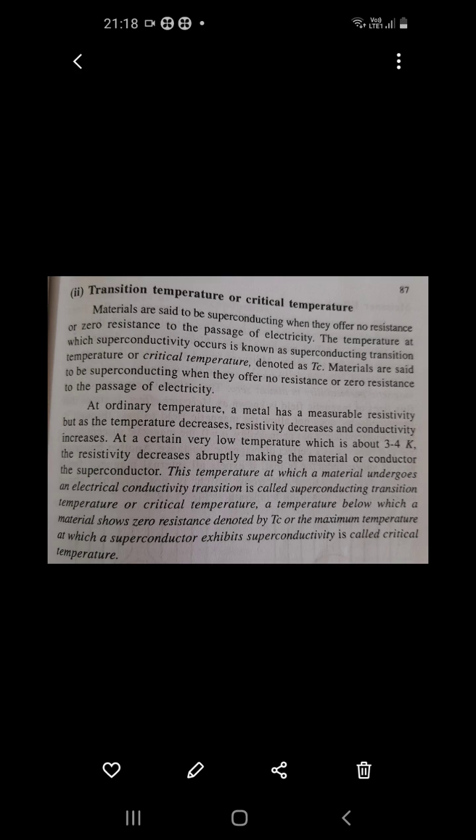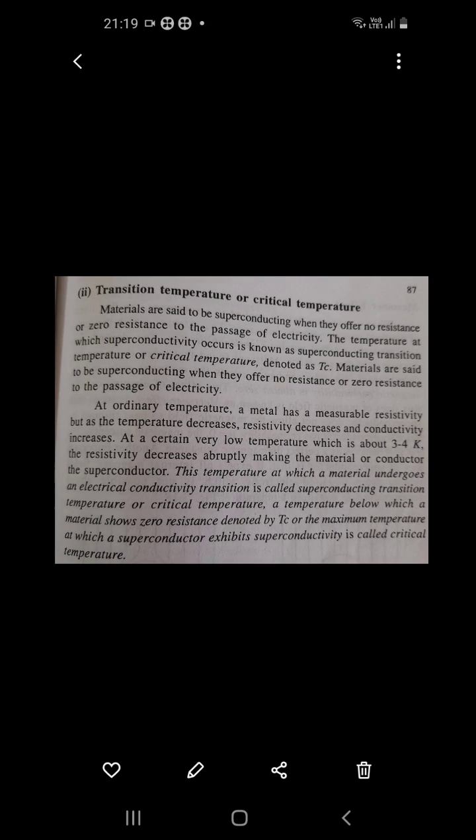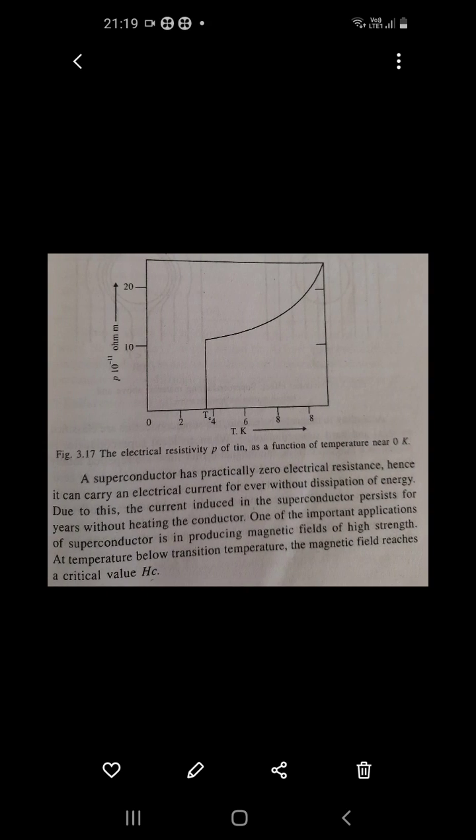At ordinary temperature, that is room temperature, a metal has a measurable resistivity, but when you decrease the temperature, resistivity decreases and conductivity increases. That you have to remember. At a very low temperature of 3 to 4 Kelvin, resistivity drops suddenly, making the material a conductor, called a superconductor. That temperature is called the critical temperature. Everybody understood that? Now, this can be seen with the help of this diagram.